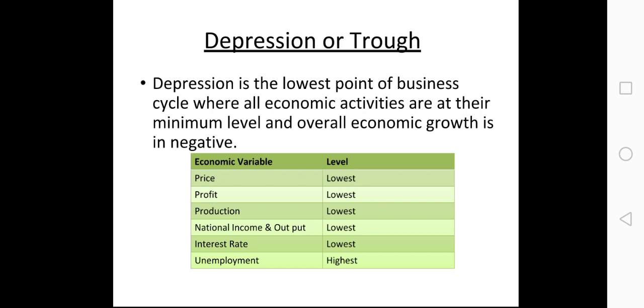I have summarized how all the economic variables behave in the depression period. Price will be at its lowest level. The second component I have written here is profit; profits are at their lowest level. Production or aggregate demand or output is at its lowest level. The fourth component I have written is national income and output, at its lowest level. Interest rate is at its lowest level, and unemployment, obviously, is at its highest level.